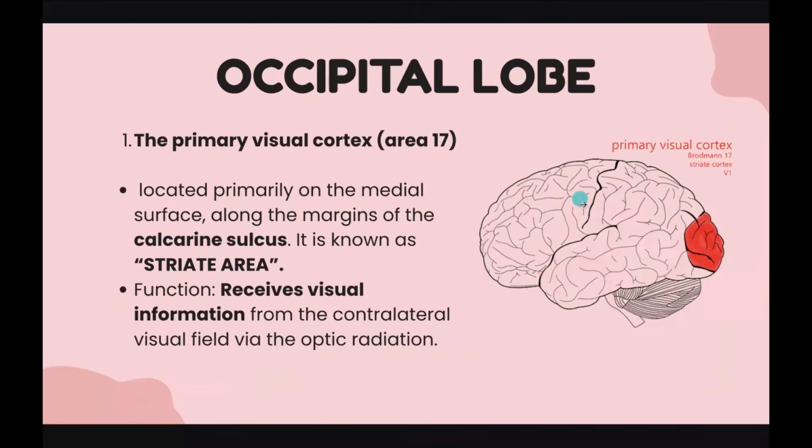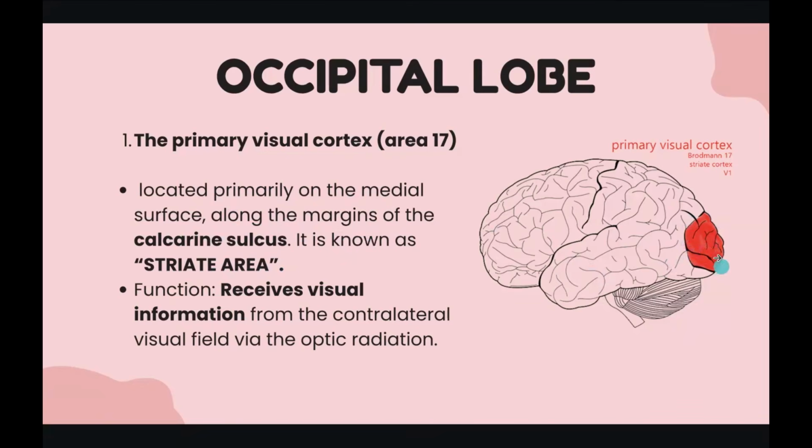Now that we're done with the temporal lobe, we're going to move to the occipital lobe. This is the last lobe when it comes to Brodmann areas. So, Brodmann area 17, or the primary visual cortex, is the main area when it comes to the occipital lobe. It is located most posteriorly in the medial surface along the margins of the calcarine sulcus. All right, it's also known as the striate area.